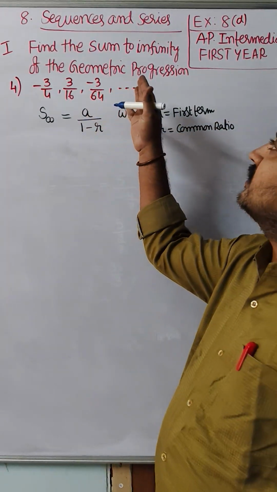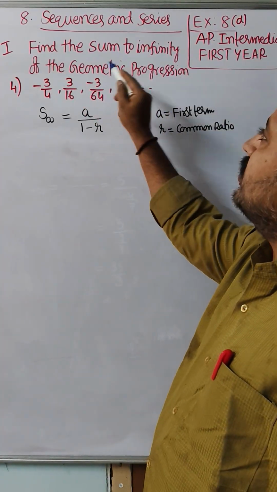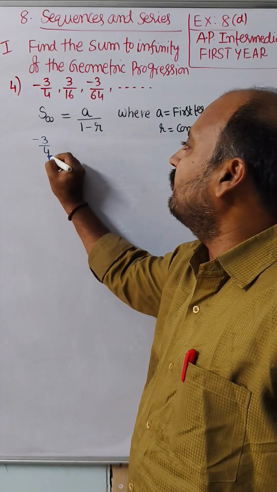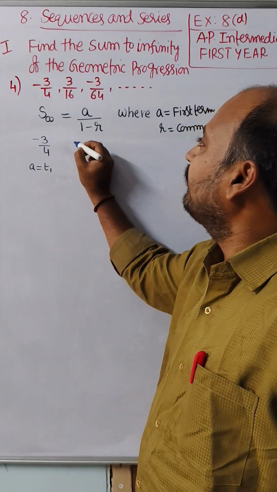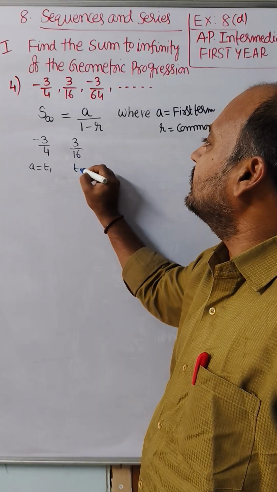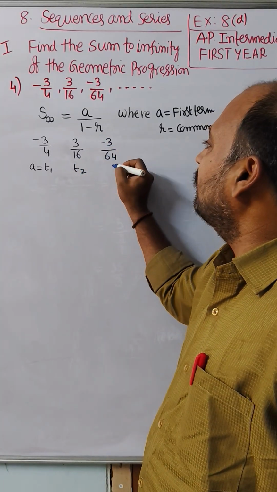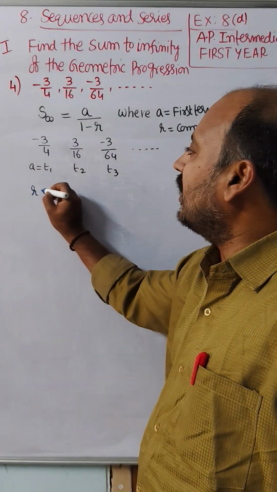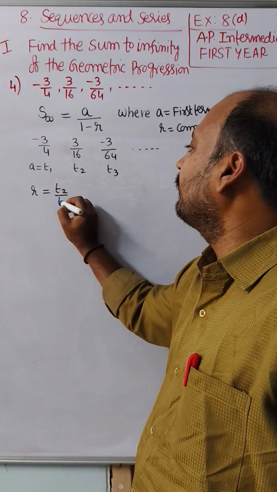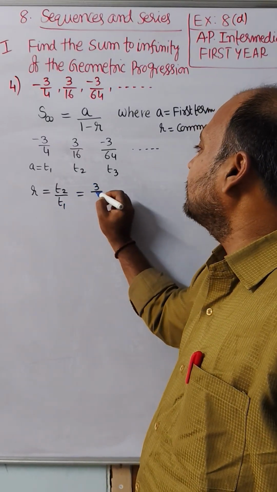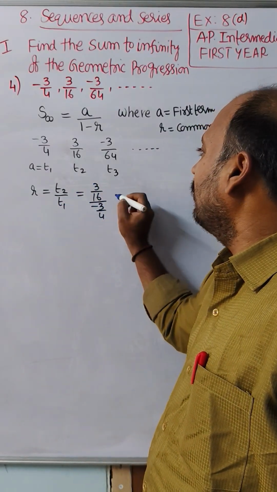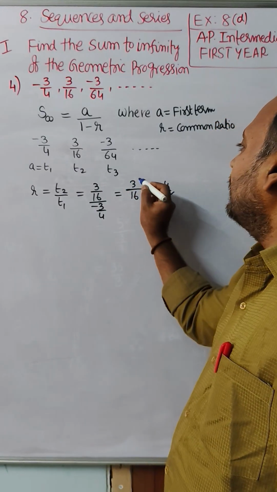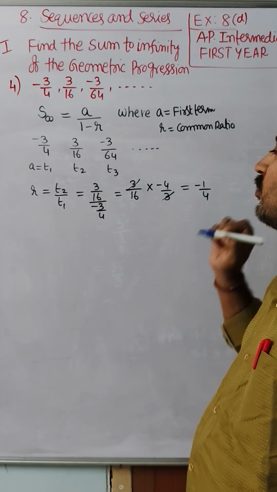Here the question from sequence and series. Find the sum to infinity of the geometric progression. Here, minus 3 by 4 is the first term A and T1, the second term 3 by 16 is T2, minus 3 by 64 is T3, and so on. So common ratio we can calculate as T2 by T1, which is equal to 3 by 16 divided by minus 3 by 4. So 3 by 16 into minus 4 by 3. 3 gets cancelled, 4 ones are 4, 4 fours are 16. So minus 1 by 4.